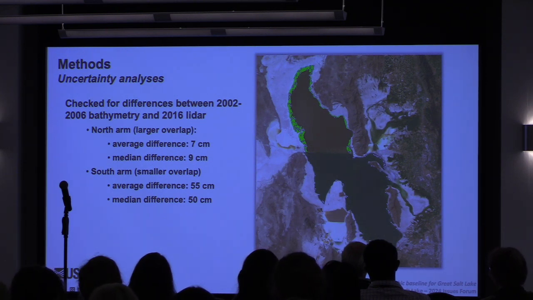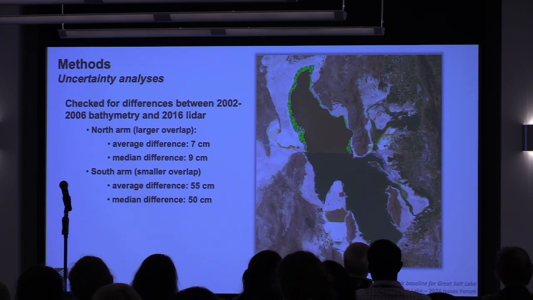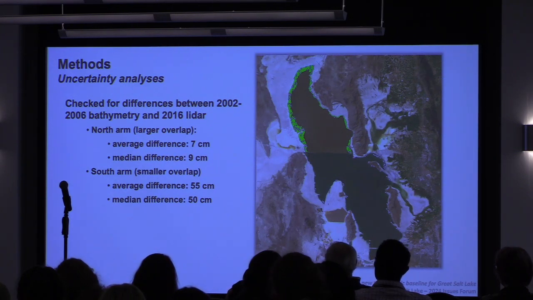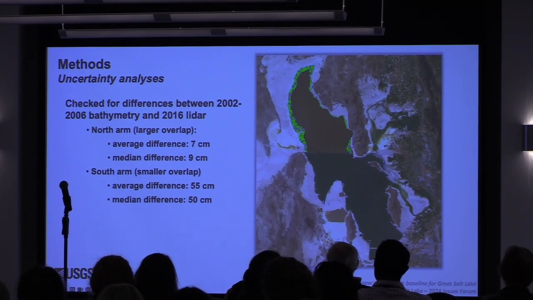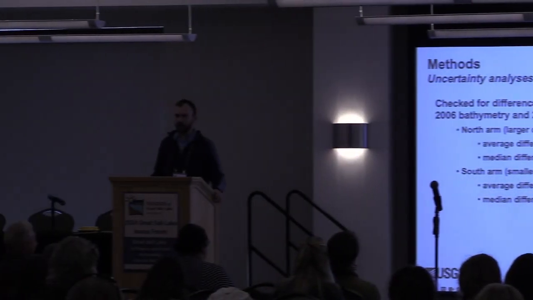And this image that I have shown, the green is the area where the overlap exists, and then all those white points are just randomly assigned points where we were testing the differences in elevation between the two data sets. So there's way more overlap in the north than the south. In the north, the average difference between the bathymetry and the LiDAR was 7 centimeters. So that's a number that I'm very comfortable with. The median difference, 9 centimeters.